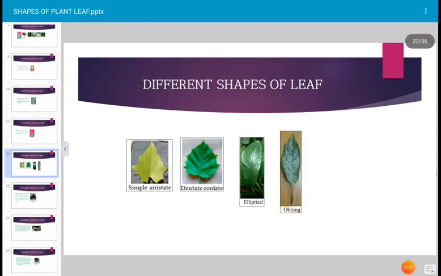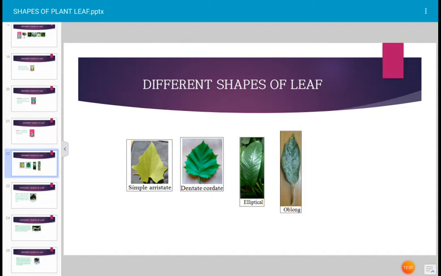Next. These are again different shapes of the leaf. Simple leaf. In the first photograph, it has a simple aristate leaf. Basal region broad. Gradually, the upper part becomes pointed. Such a shape is simple aristate. Second photograph, dentate cordate. Cordate already described. It is dentate cordate. And third photograph, elliptical, elongated, elliptical shaped. And fourth photograph, that is oblong shape of leaf.